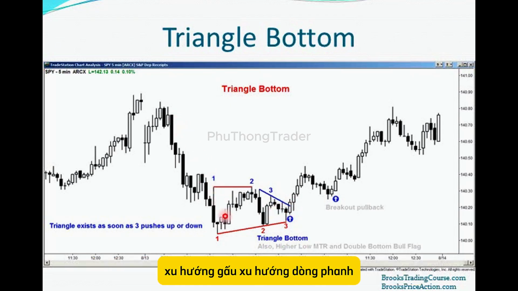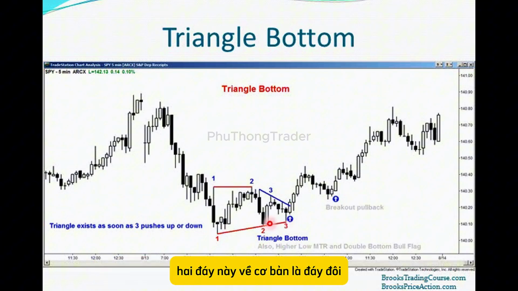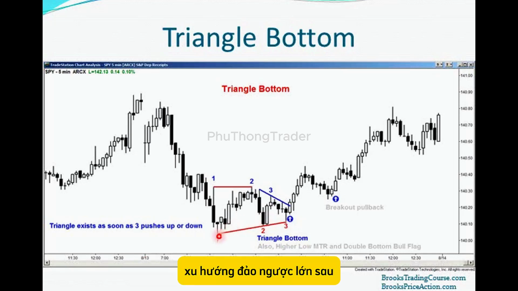Again, bear trend, trend line break, lots of sideways price action. So this is a higher low major trend reversal. These 2 bottoms are basically a double bottom, even though they're not perfect. So this is basically a double bottom bull flag, forming a double bottom for the higher low major trend reversal. It's a higher low major trend reversal in the form of a double bottom.